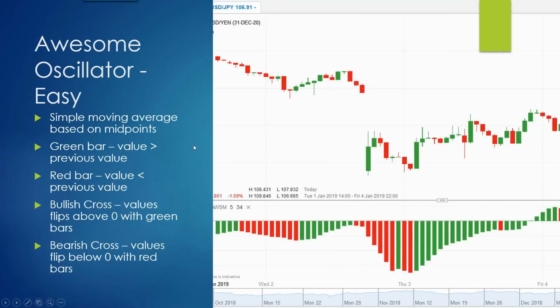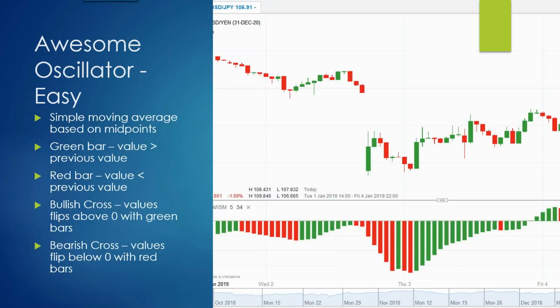Now, you also have the awesome indicator. It's pretty easy, okay? It consists of red and green histogram bars, and it's really just a simple moving average based on the midpoints, okay? Now, a green bar tells you that the value is greater than the previous value. A red bar tells you the value is less than the previous value. A bullish cross tells you that the value flips above zero with green bars. The bearish cross tells you the values flip below zero with red bars, okay?